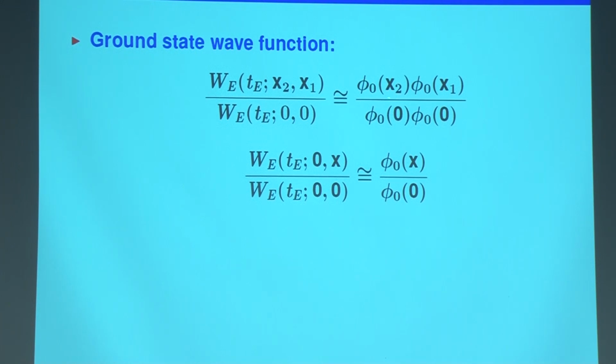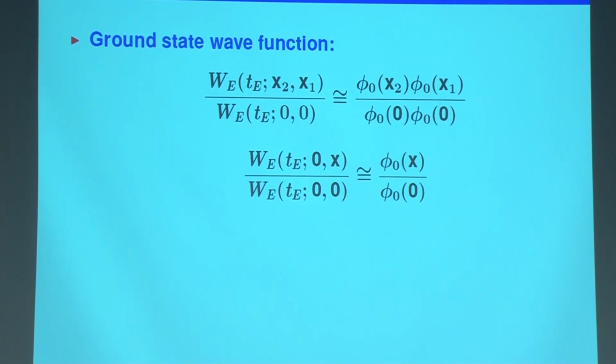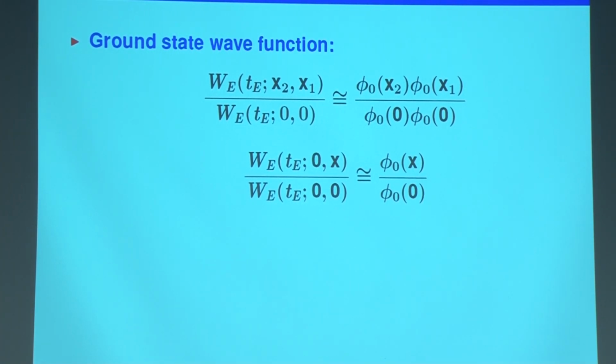So, you will have phi naught of x2, phi naught of x1 and phi naught of 0, phi naught of 0, okay, or with a star, it does not matter. Now, if I further put this variable x2 to 0 and call x1 as x, you will have one of them here, let us say x2, which we have put to 0, so that will cancel out. You get phi naught of x divided by phi naught of 0. Everything here is a constant except this phi naught of x, and the constant can be fixed by normalizing phi naught, so we do not care.